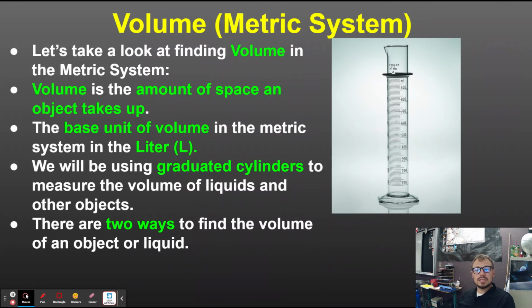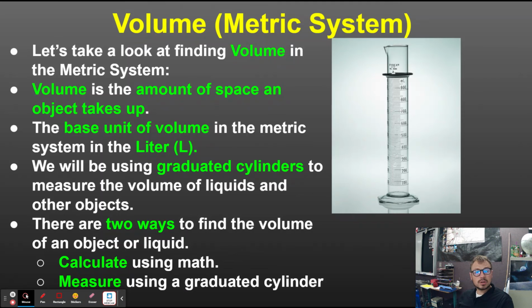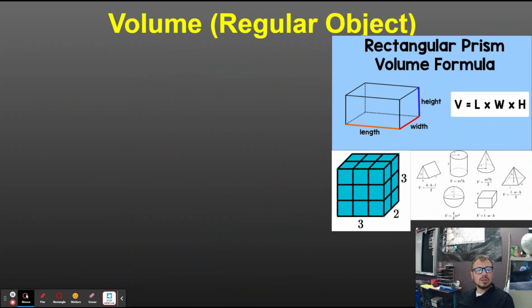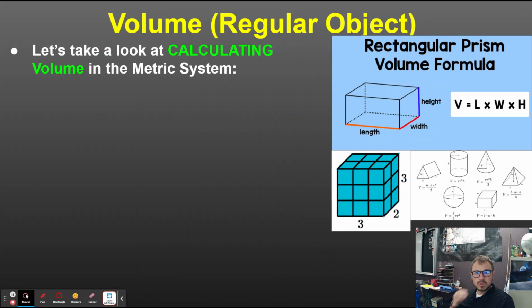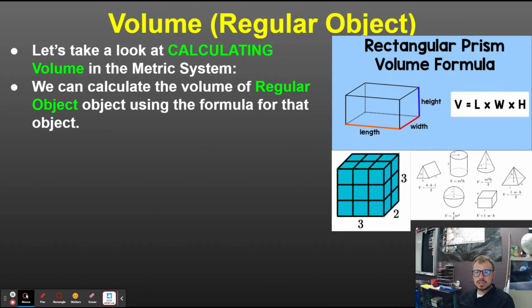Now there are two ways to find the volume of an object or liquid. You can calculate it using math or measure using a graduated cylinder. So let's talk about calculating the volume of a regular object. If you look over to the right, down at the bottom, there's going to be a bunch of different regular objects. We know the equations for these.